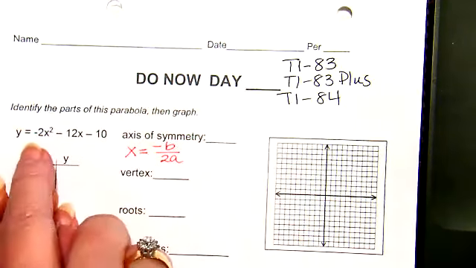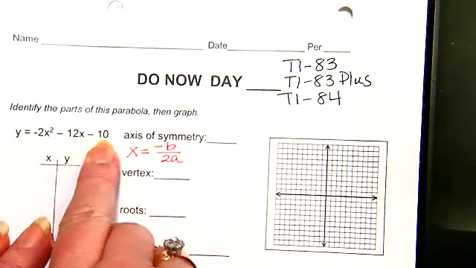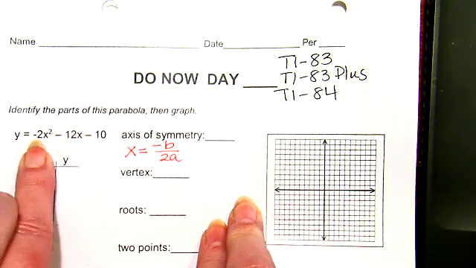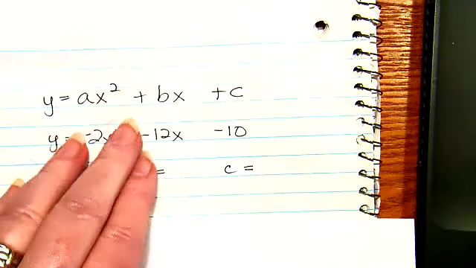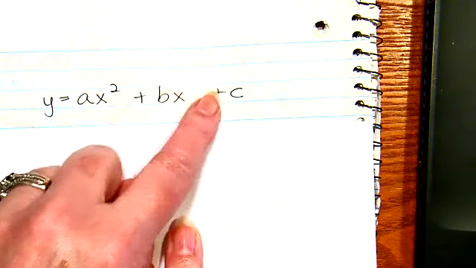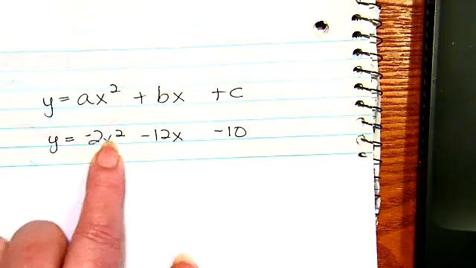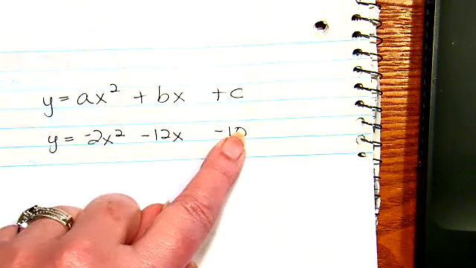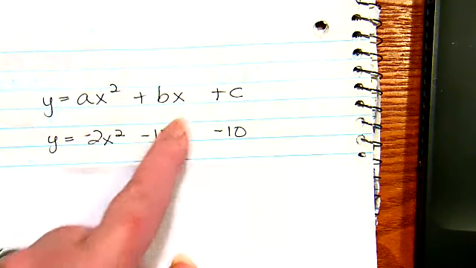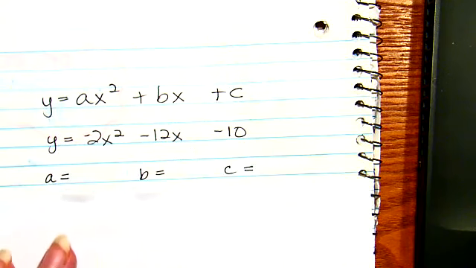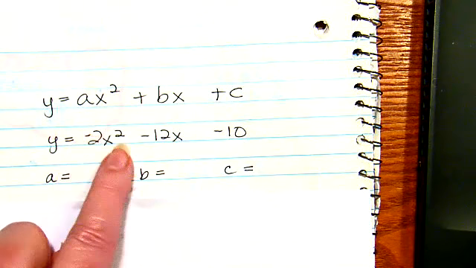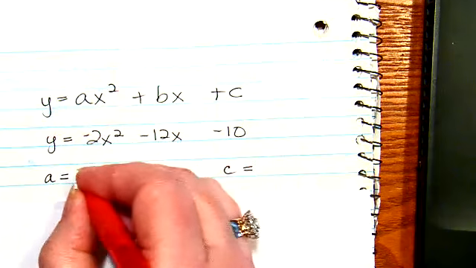I'm going to take this equation, negative 2x squared minus 12x minus 10, and tell you that it's written in standard form. And standard form is this one right here: ax squared plus bx plus c. So it's written with the x squared, then the x, then the constant. So here, this is your a, this is your b, and this is your c. For this one, a is the coefficient, or the number in front of x squared. So a is negative 2.